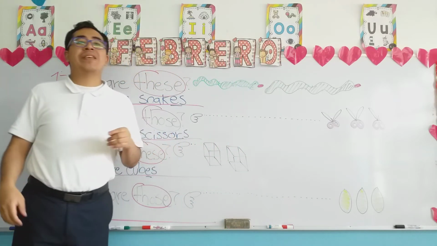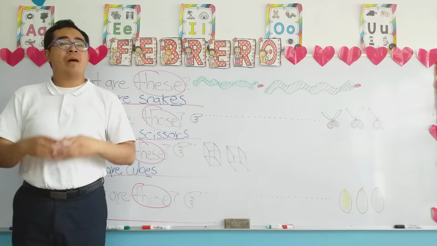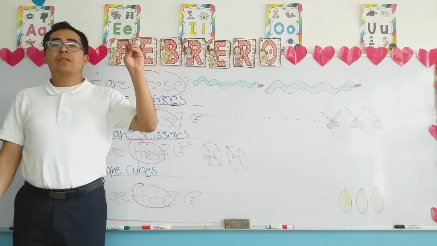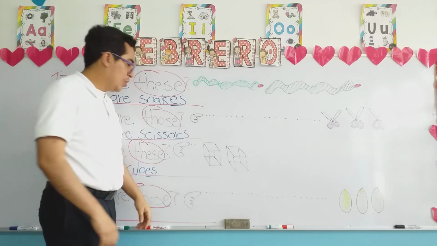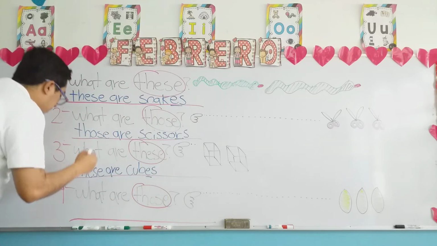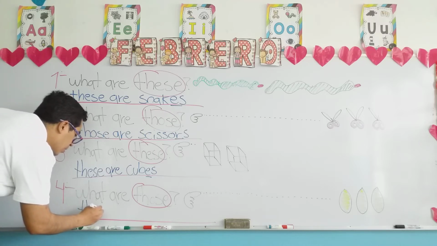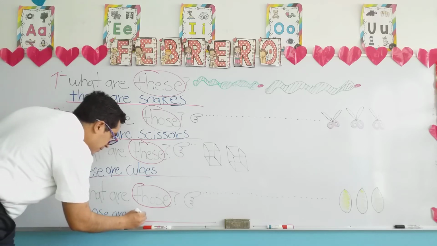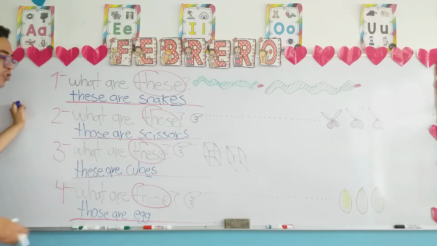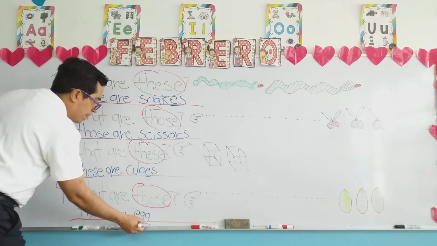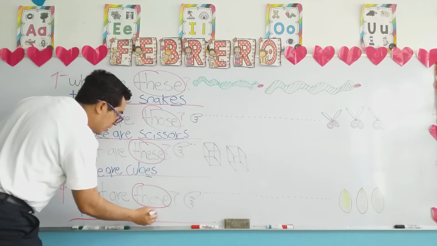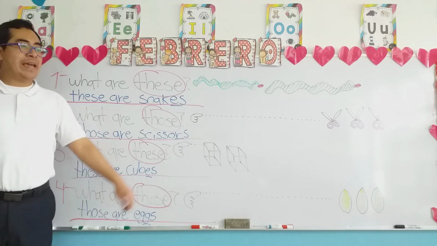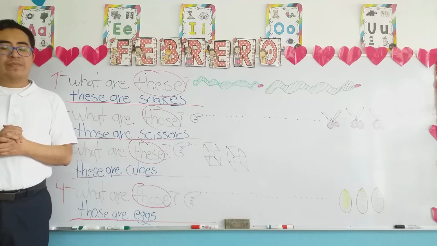Now the question says, what are those? ¿Qué son esos? Those are, esos son, those are eggs. Egg finishes with letter G. So we add S to make it plural. Those are eggs. Esos son huevos.